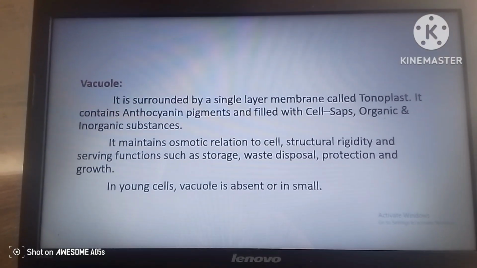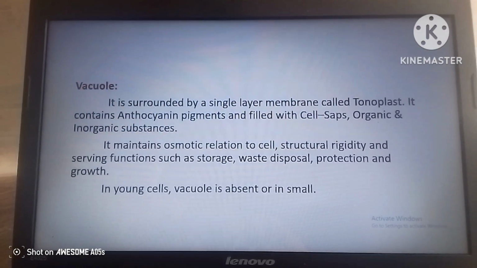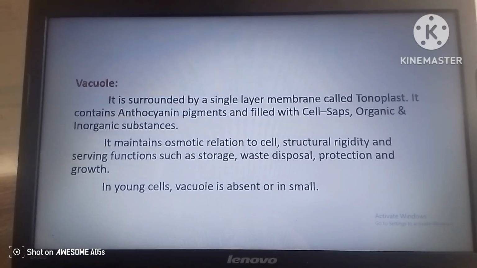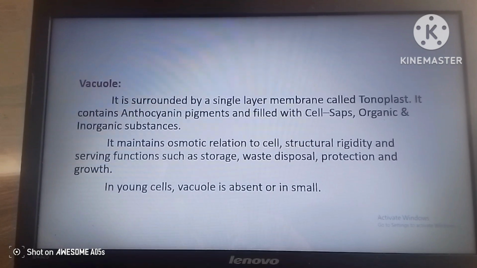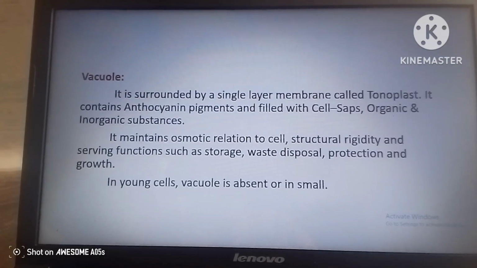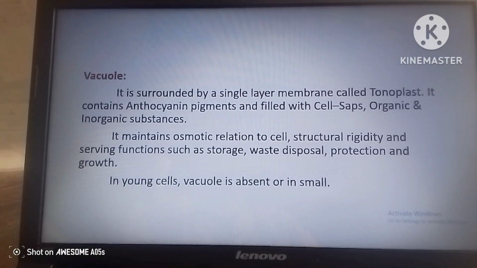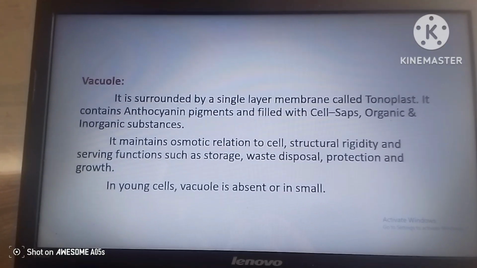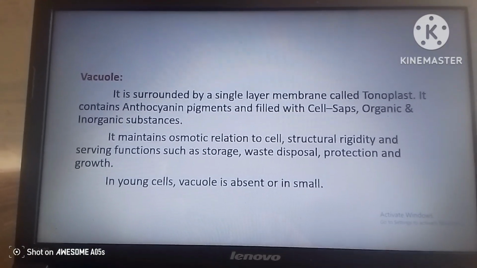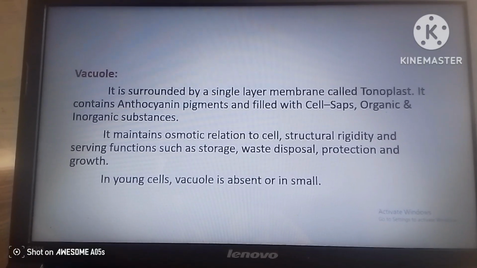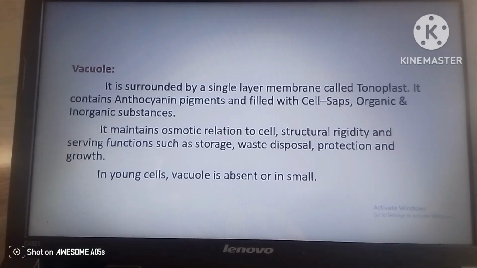Vacuole. It is surrounded by a single layer membrane called tonoplast. Vacuole contains anthocyanin pigments. Vacuole is filled with cell sap, organic and inorganic substances. It maintains osmotic regulation in relation to the cell. It gives structural rigidity. It has many functions such as storage, waste disposal, protection and growth. In some young plant cells, vacuole is absent or present in small size.